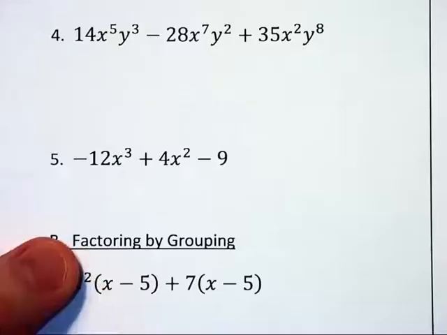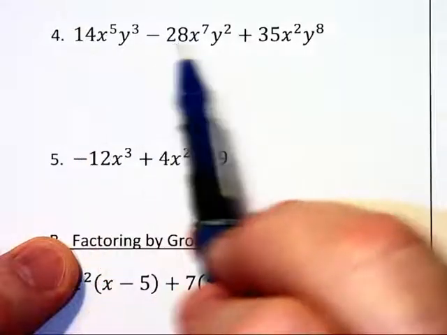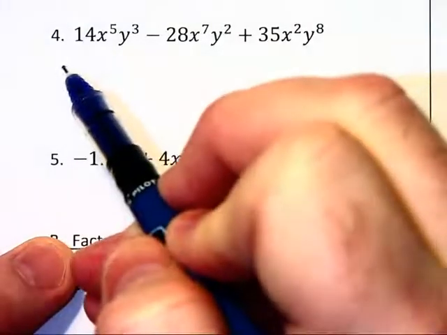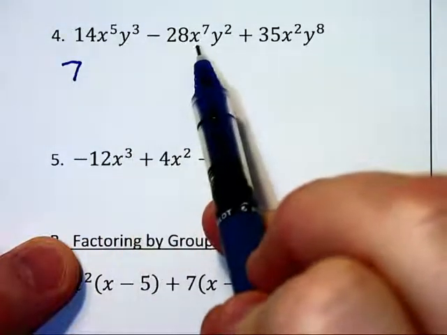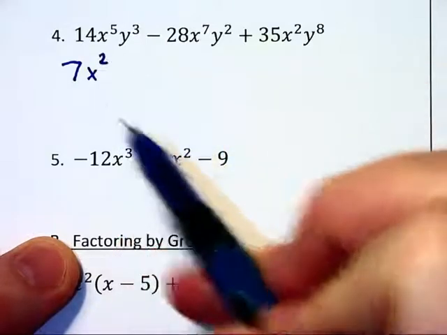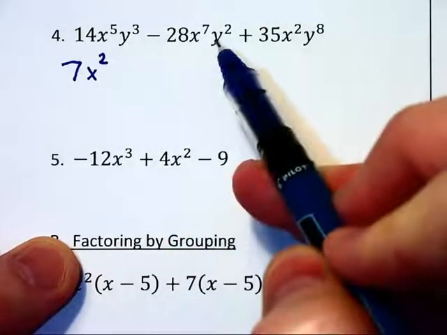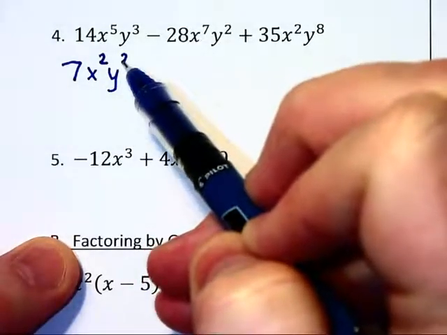In this next problem, there are 3 terms. We need to ask what goes into 14, 28, and 35, and the answer is 7. And then we look at the variables, x to the fifth, 7th, and 2nd, and we take the smaller of them, x to the 2nd. For the y's, we look at y to the 3rd, y to the 2nd, and y to the 8th, and y to the 2nd is the smallest.